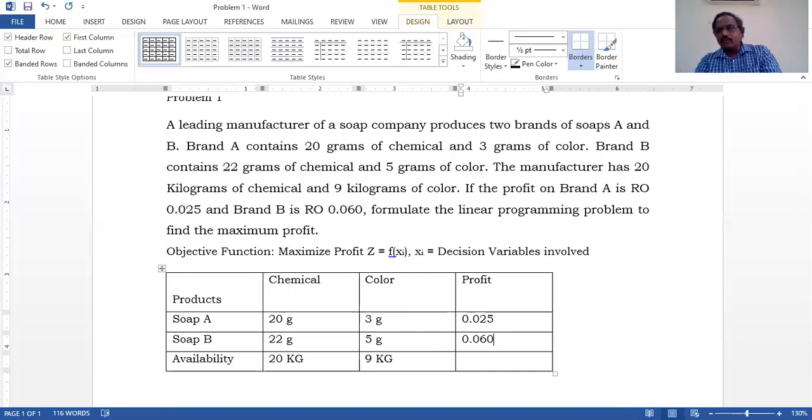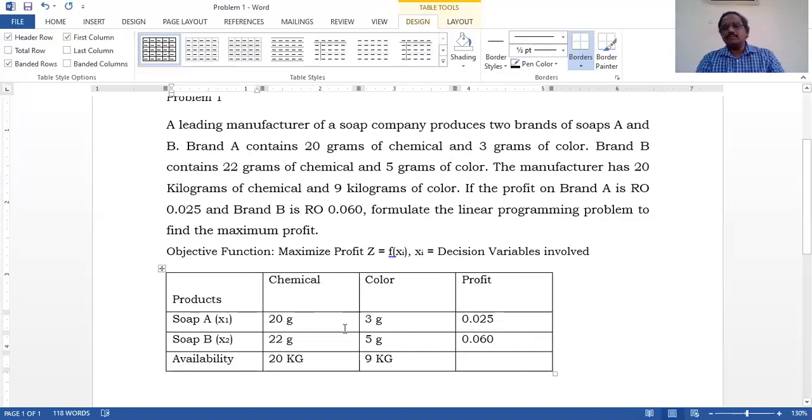Now we have to identify the decision variables. The decision variables depend on the profit. You can remember only one thing: our objective function is to be formed with the help of decision variables. Here I am having two profits, one for soap A and one for soap B. So the corresponding decision variables: I am going to take soap A as x1 and soap B as x2.